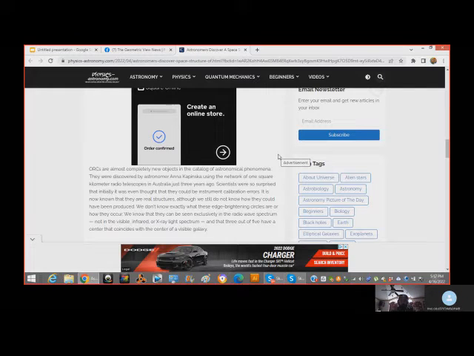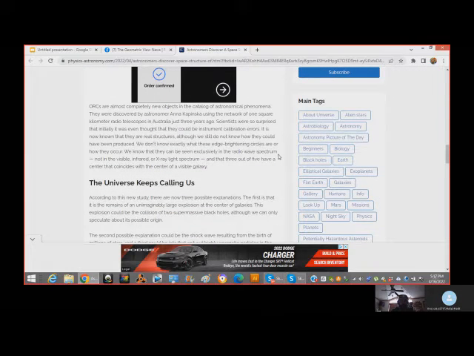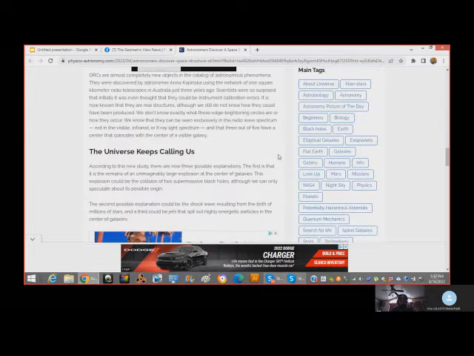We know that they can be seen exclusively in the radio wave spectrum, not in the visible, infrared or X-ray light spectrum, and that 3 out of 5 have a center that coincides with the center of a visible galaxy. Oh boy! That is sweet. Centrality. All coming out of the center. It's all hollow. The universe keeps calling us.